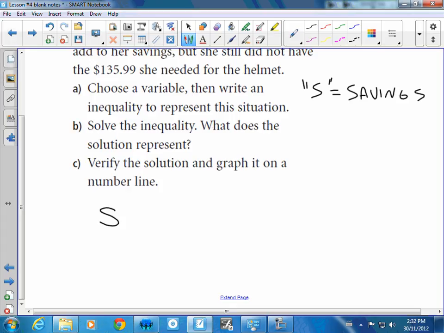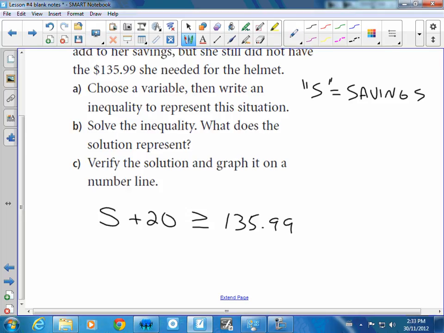So S is what? Savings. How much did she earn this last weekend? So what do I put here? Plus $20. And what does that total have to be? 135. Okay, but 135.99. We need our sign in there. What did we say though? Greater than or equal to, right?